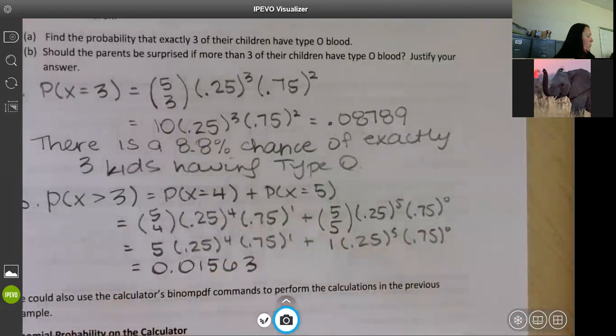It's like 1.5. 1.5, 1.6, right? So should the parents be surprised? Yeah, that's a really little probability. Wife might have some explaining to do. Is everybody good? All right.